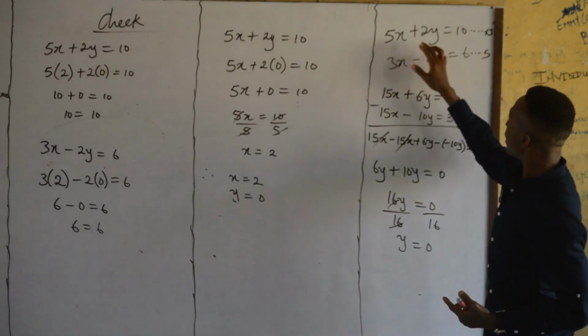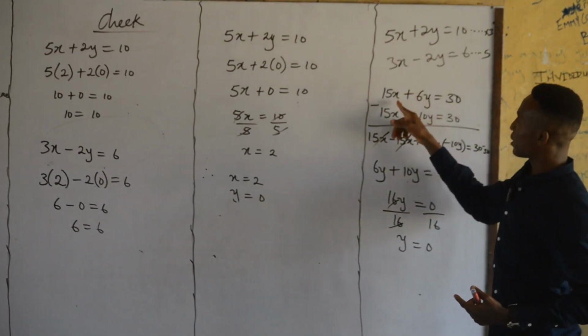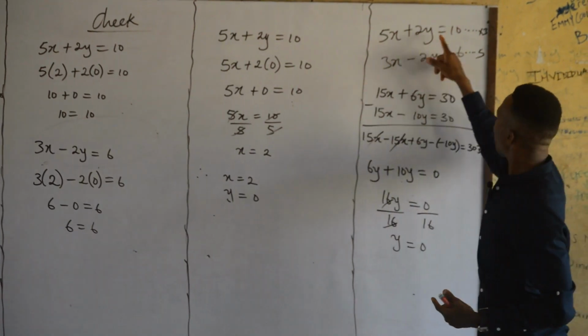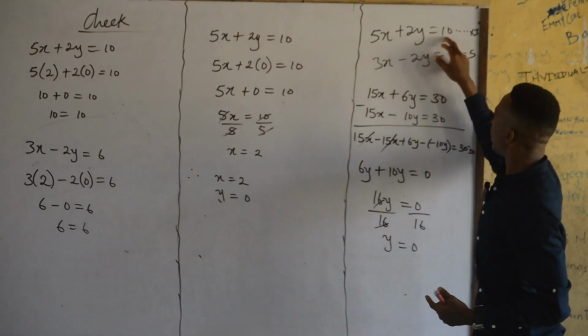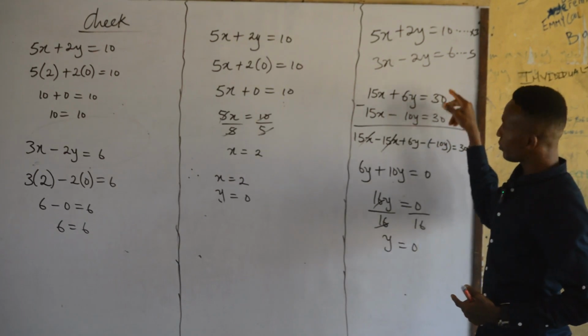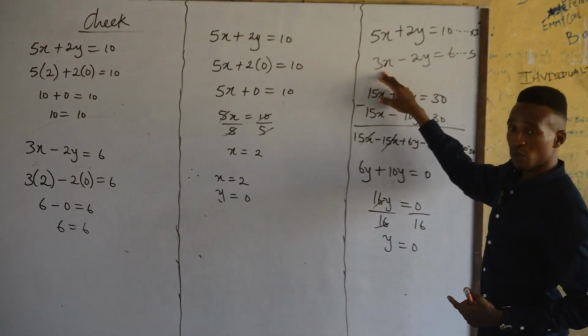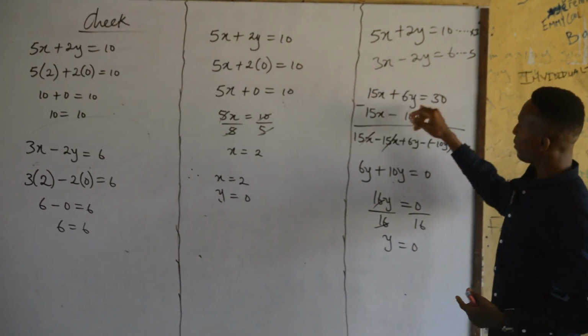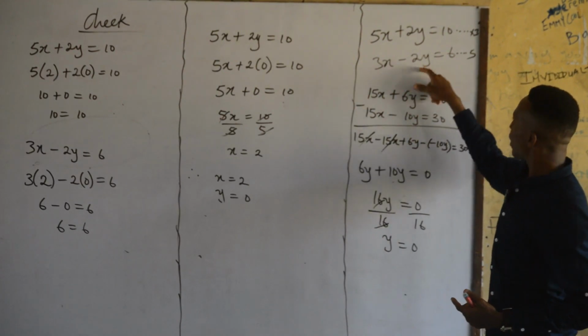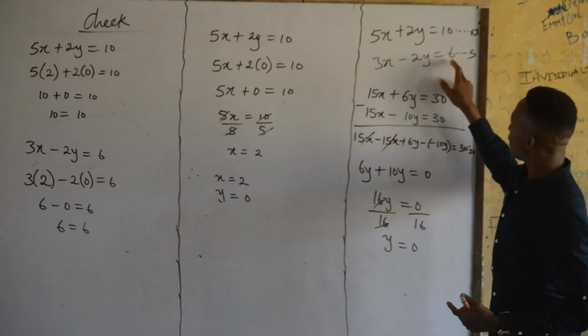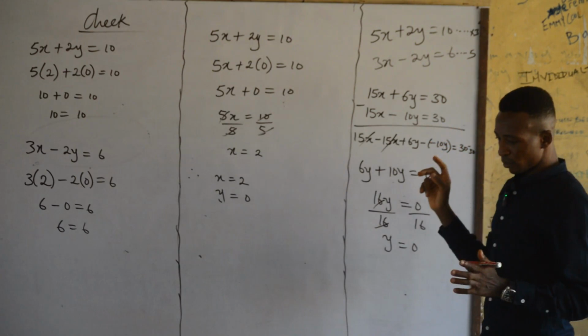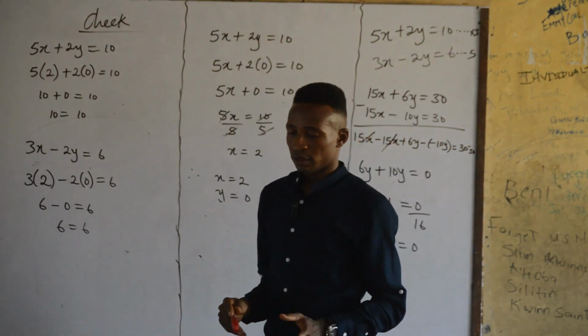So I started multiplying. 5x multiplied by 3, I have my 15x. 2y multiplied by 3, 6y. 10 times 3, I have my 30 here. Now go to the other side, which is your equation 2. 3x multiplied by 5, I have my 15x. 2y multiplied by 5, 10y. Then 6 times 5, 30. Now, stage 1 is cleared.